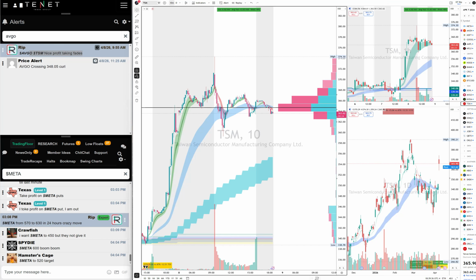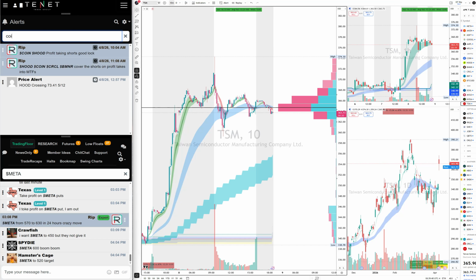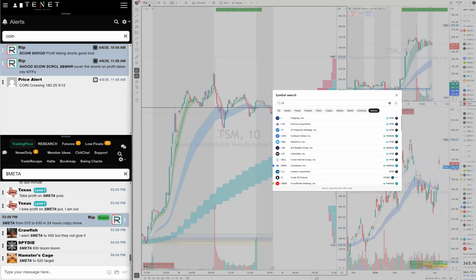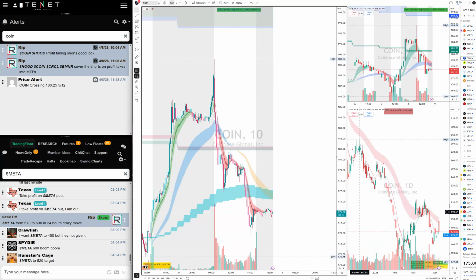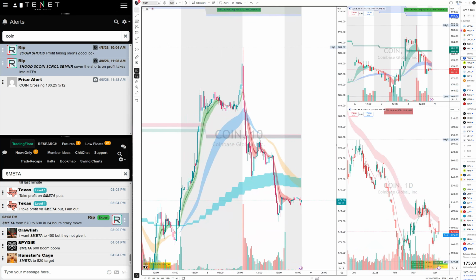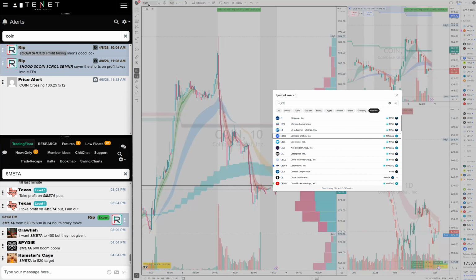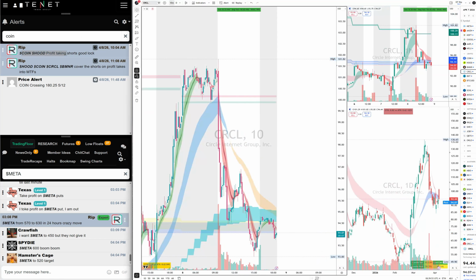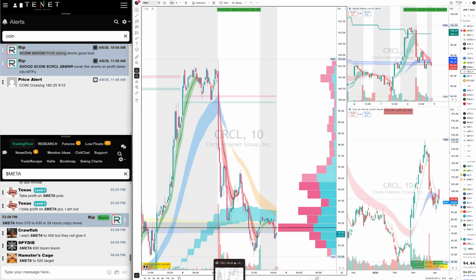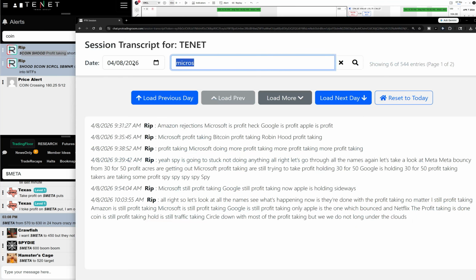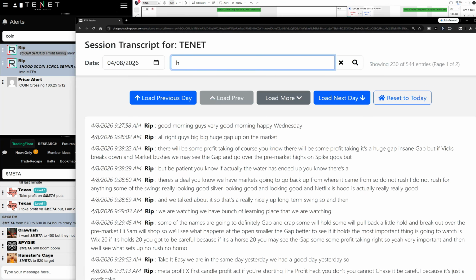So let's look at the Bitcoin names. Let's take a look at Coin, Hood. So see, Coin was another beautiful short setup. I told the traders to short it. Coin, you can see my timestamp guidance here. Coin was short. Circle was short, and we never do hindsight.